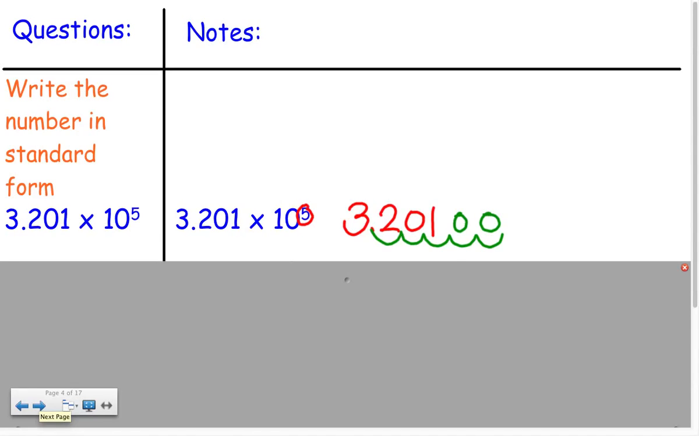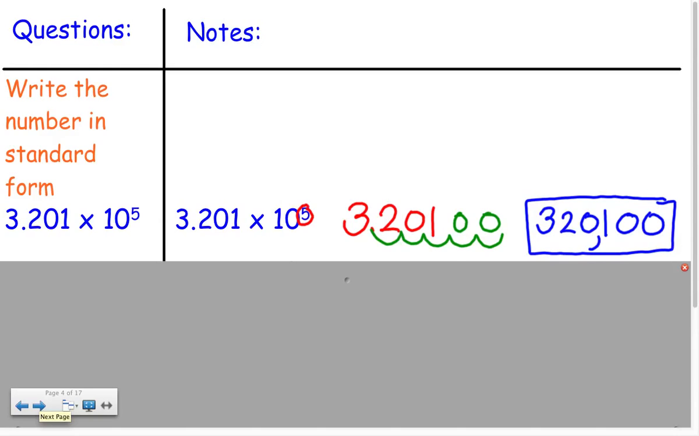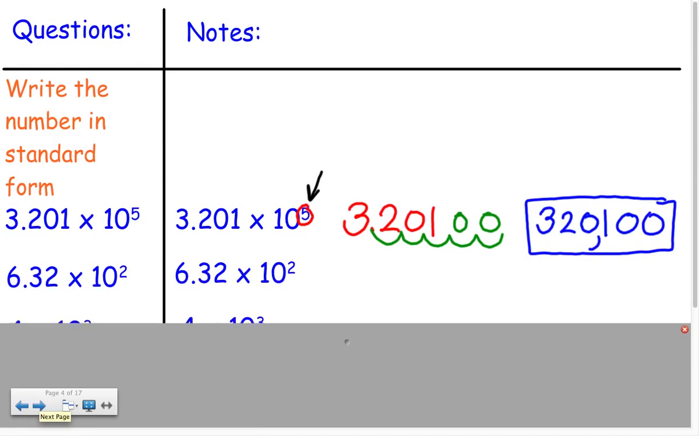Now if you want, you can rewrite your number again so it looks a little nicer without the loops underneath. And we can add in our commas. Remember, every 3 numbers starting with the right, you add a comma. So my answer is 320,100. Since I had a positive exponent right here, 5, a big number, check at the end. Do you end up with a big number? Yes. 320,100 is a big number.